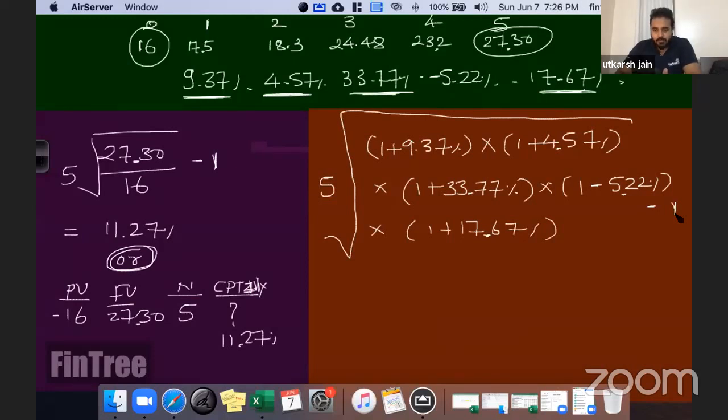So 1.0937 multiplied with 1.0457 multiplied with 1.3377 multiplied with 1 minus 5.22% multiplied with 1.1767, and then to this data I'm going to do raised to 0.2. Raised to 0.2 is nothing but taking the 5th root minus 1, and to our surprise I'm getting the same answer of 1.27%. So that is your geometric mean, which is same as CAGR.